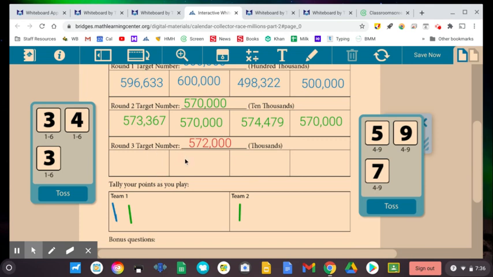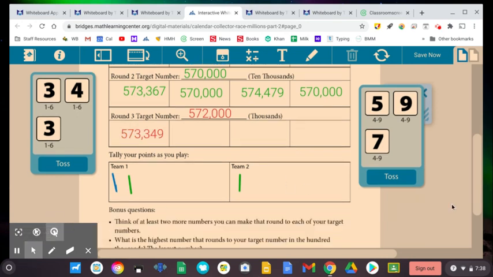Is there a way for us to round to 572,000? Well, team 1, doesn't look like we can do it. Pause the video and see if you have any possible combinations, but I don't see any. Okay, here we go, everyone. Looking at this is the lowest number that I can create. Although I suppose we came close, but look at the number we need to round to.